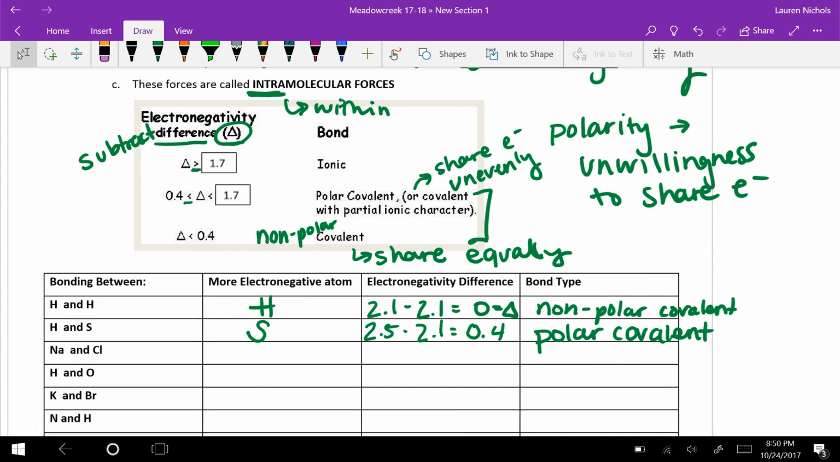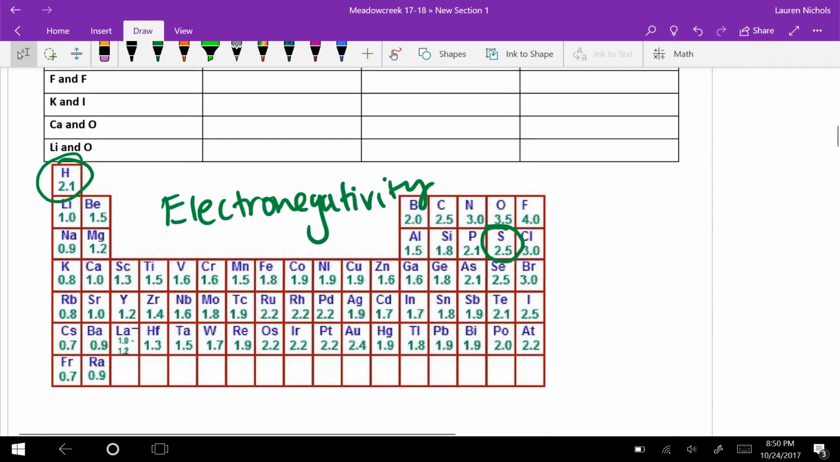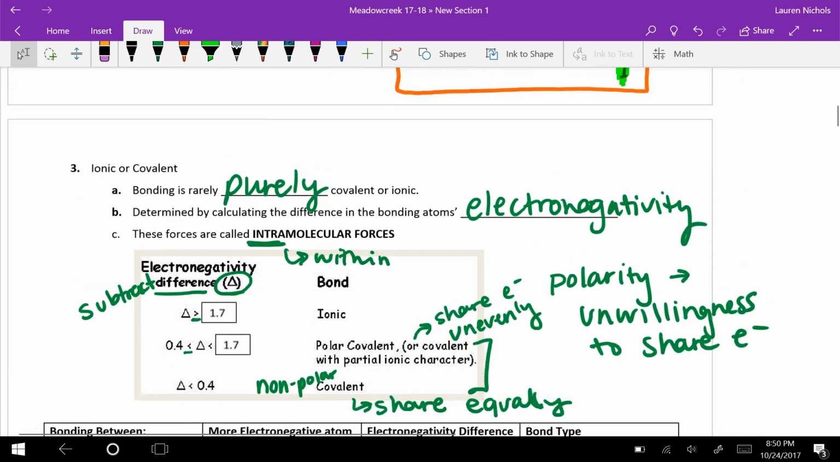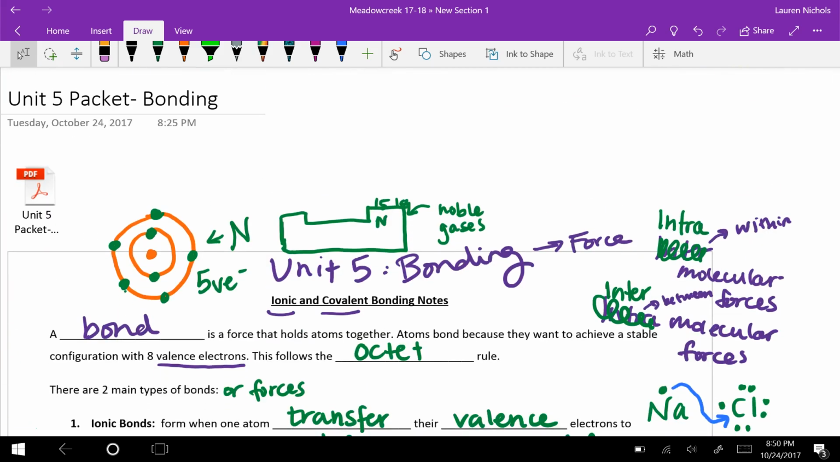The cutoffs for the numbers are something that you're going to have to memorize. So that was the notes that we did in the first day of class. So hopefully you've caught up and you feel confident and ready to go.